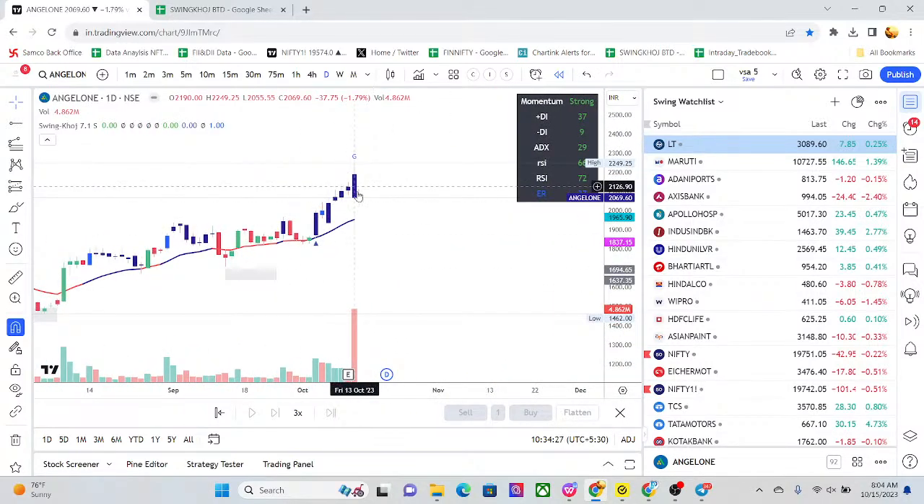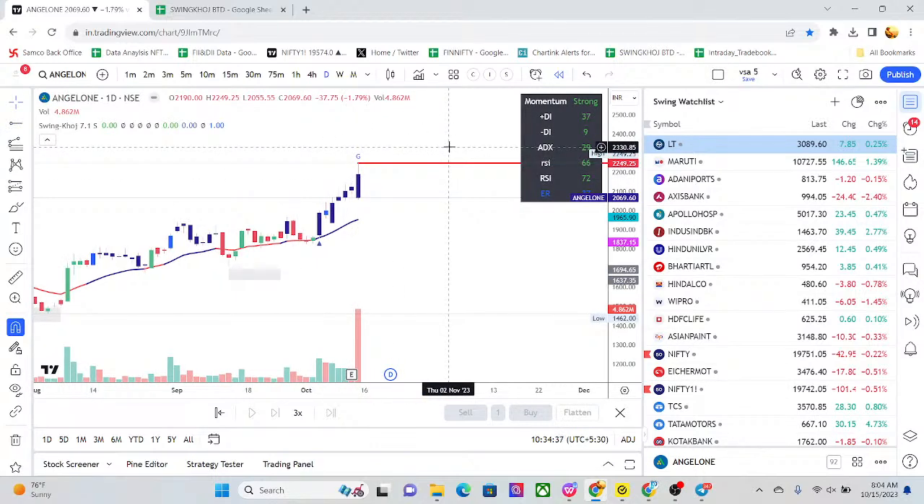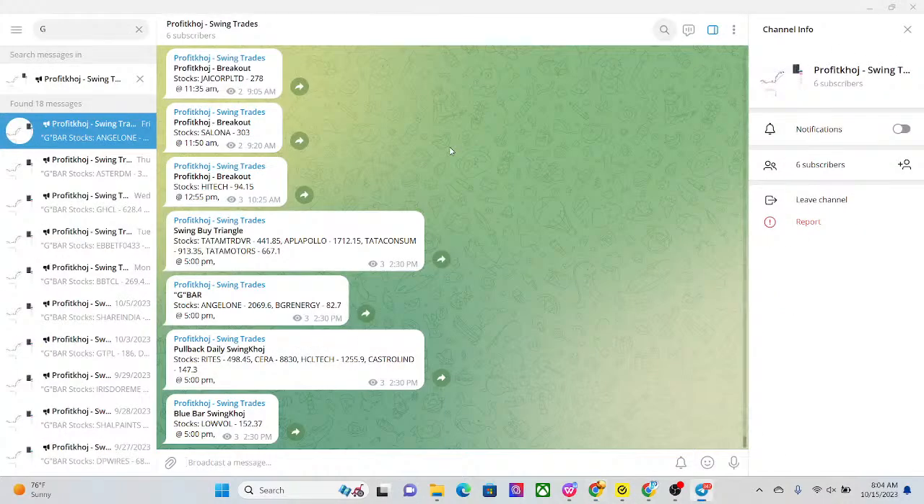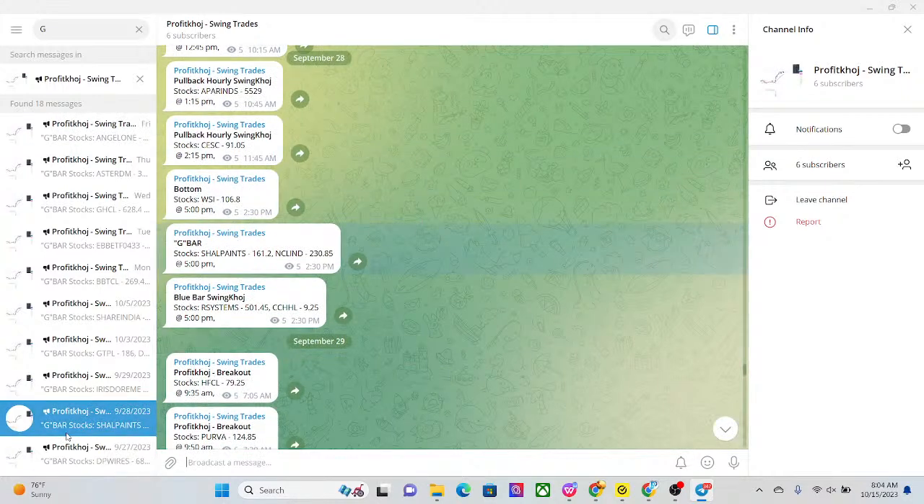You can see this is the last one, right? Yesterday we got this G bar. You can see the G here, right? So the strategy is to buy above the high of this G bar. Okay. Let's see some older examples. See here, we can see NCL Industry.